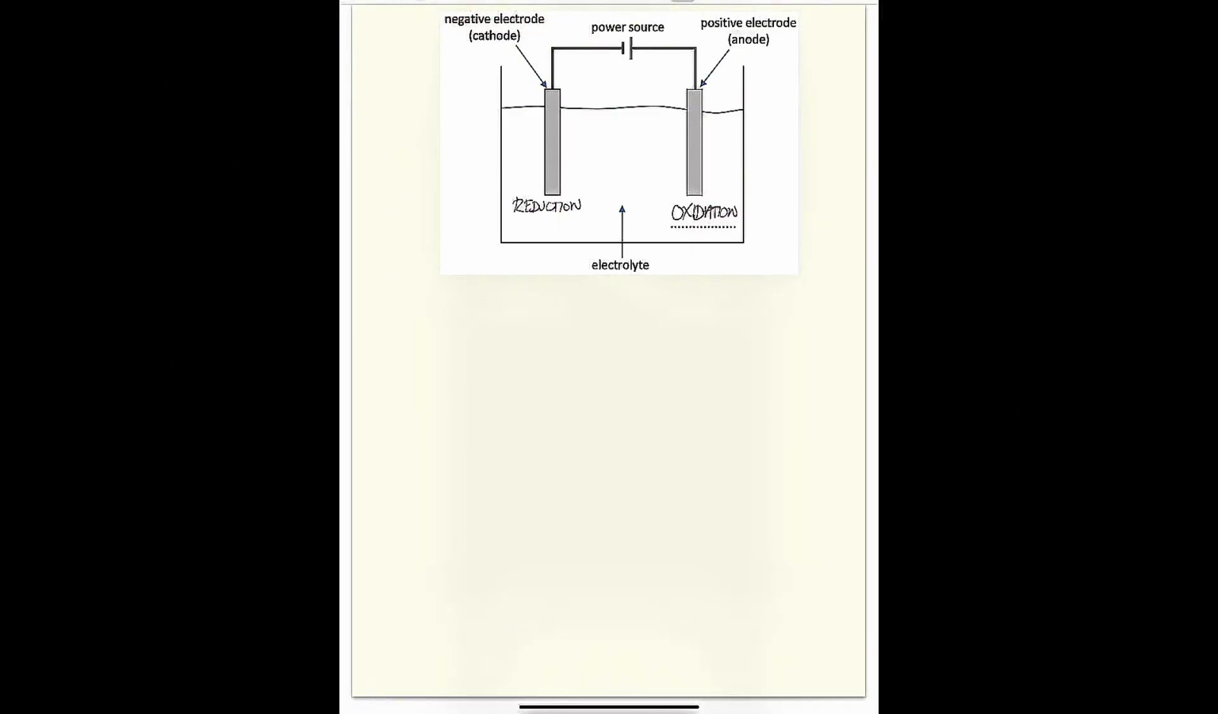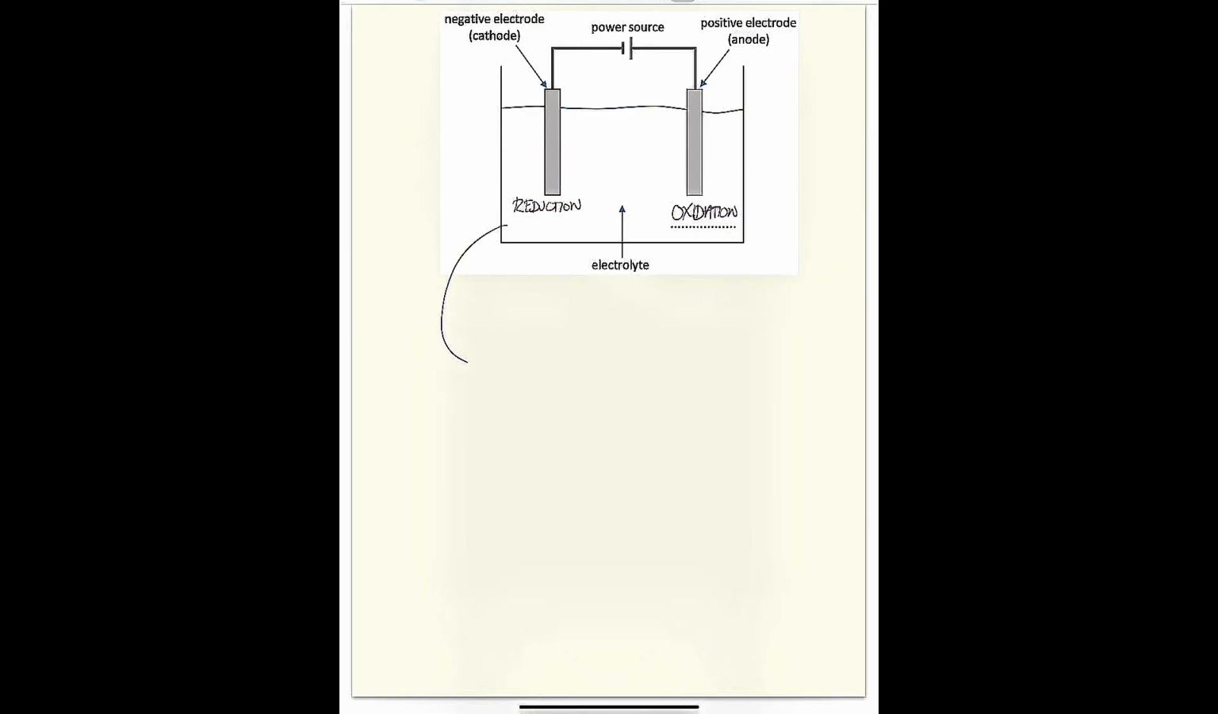Hello there. So we're going to do some half equations for electrolysis. Firstly, we're going to do the half equation for the reaction reduction. Now, reduction takes place at the cathode, and oxidation is the reaction that takes place at the anode. Okay, so let's start with reduction.